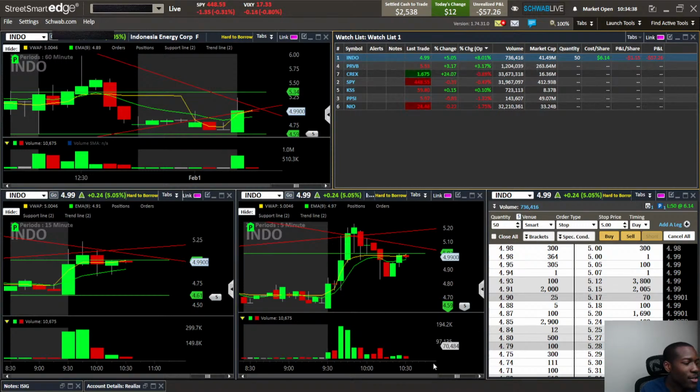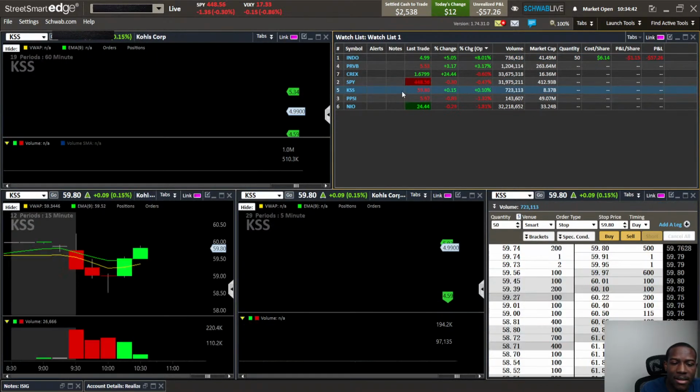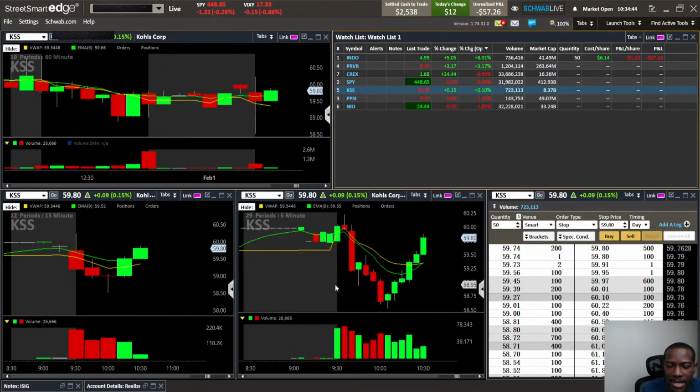You got to cover your short. It's looking like a potential bust. Is that on KSS? I'm thinking it is because KSS has definitely rebounded hard from that 55, 59, 58, 50, all the way back up to 59.78.